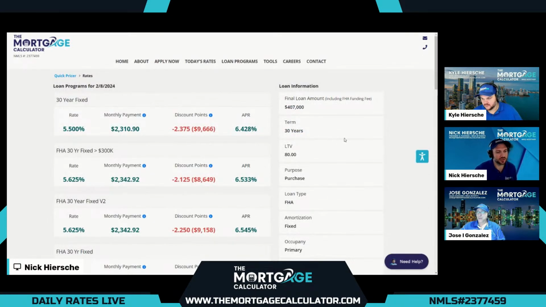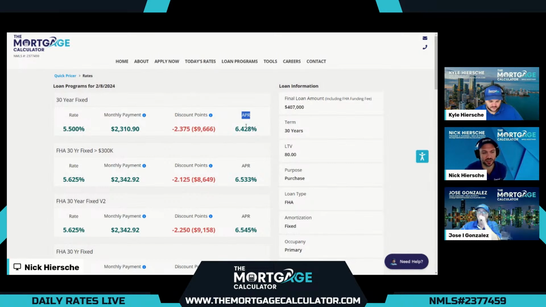So this went up just a touch to about the same as yesterday, actually. 5.5 rate, 2.375 discount points and costs, puts the final APR at 6.428 here for our FHA options, which is a touch under conventional. So our customers that qualify for both, definitely make sure to check out FHA. Sometimes it might be a touch cheaper. And this APR does include our upfront and yearly mortgage insurance.